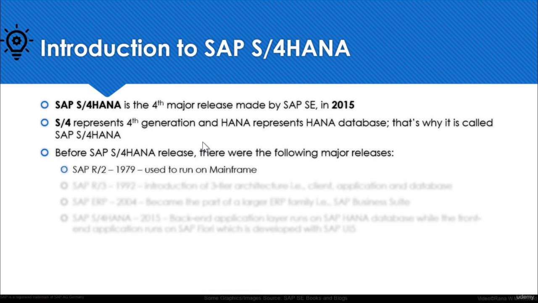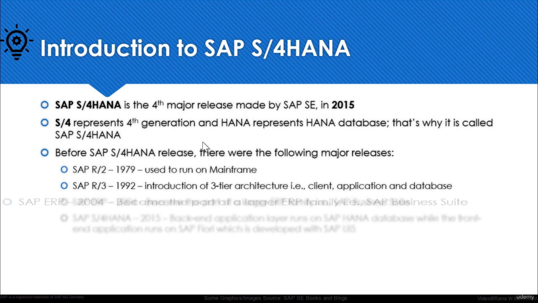SAP R2 in 1979 used to run on mainframe. Then in 1992, SAP R3, which introduced three-tier architecture, that is client, application, and database. Then SAP ERP in 2004 became part of a larger ERP family, that is SAP Business Suite.